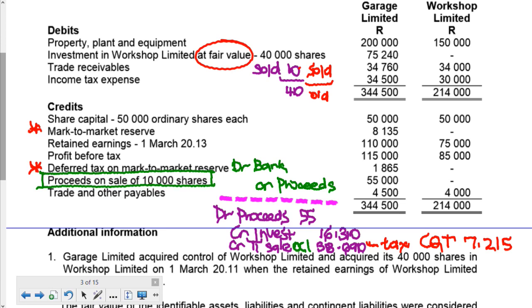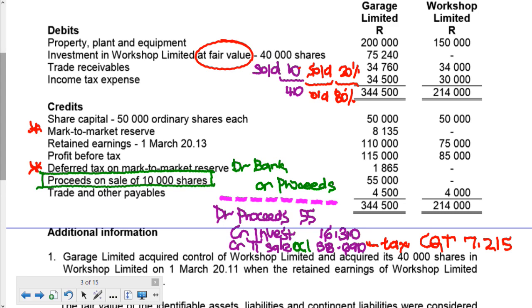So this proceeds of 55 should have flown through OCI and would have resulted on cost in a profit of 38,690. How do I get that 38,690? In the company's books, if the company was carrying this investment at cost, it would be 65,240. Do you agree? We sold 10 of the 40 shares, or you can say we sold 20% of the 80% we owned. That calculation has to be sold over old.